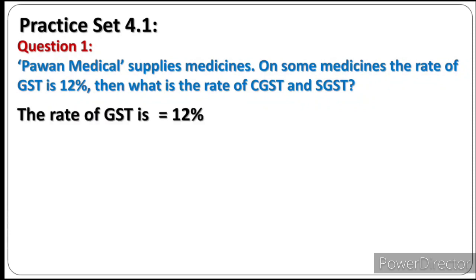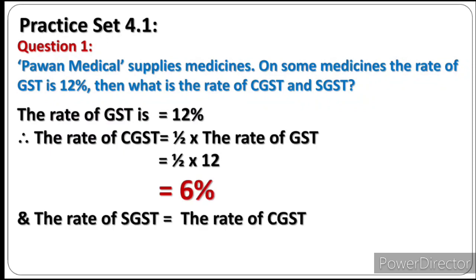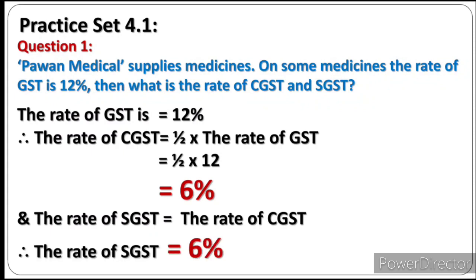Now we will see how to write the answer. The rate of GST is 12%. The rate of CGST will be half of the rate of GST. We have expressed the formula. Now we will substitute the value, half into 12, that is 6%. The rate of SGST is equal to the rate of CGST, that is also 6%.